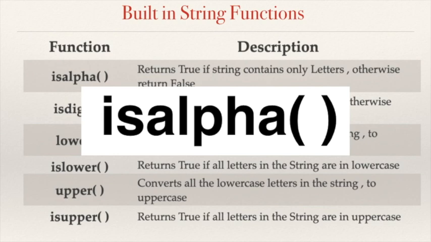Python has several built-in functions in its library to handle many common operations related to string manipulation. Let us understand them one by one. isalpha function. This function checks whether a string is made up of alphabets only and does not contain any other characters in it. If yes, then it returns a true value.